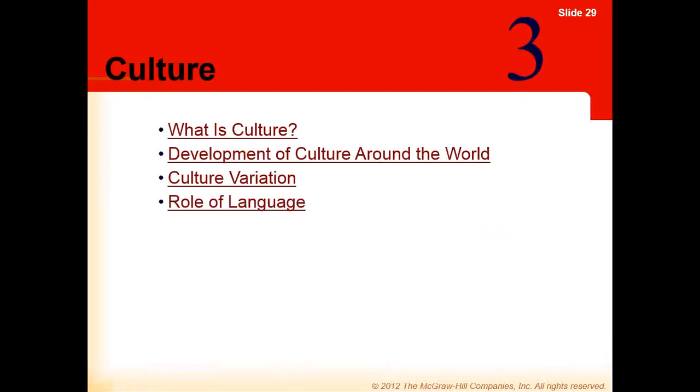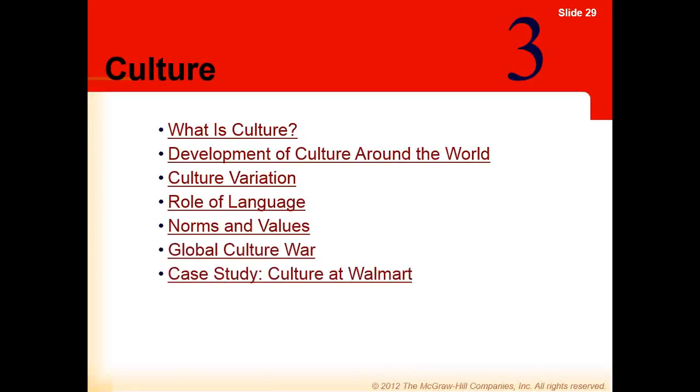So, okay, that's chapter 2, research methods. Now we're going to be moving on to chapter 3, culture. Some of the things we're going to be looking at in this chapter: what is culture, the development of culture around the world, cultural variation, the role of language, norms and values, the global culture war, looking at what could be called the culture at Walmart, and then examining the interaction between culture and social policy when we look at the idea of bilingualism and bilingual education.